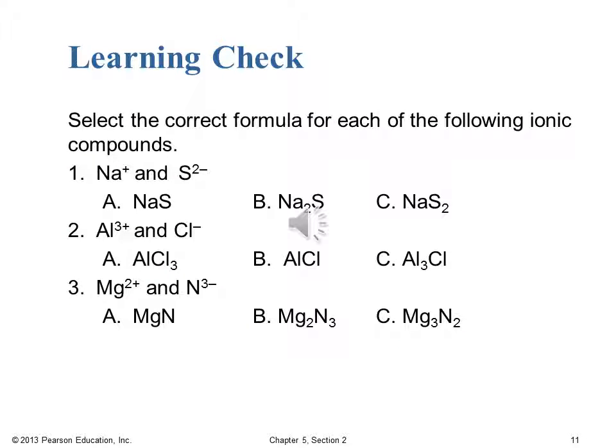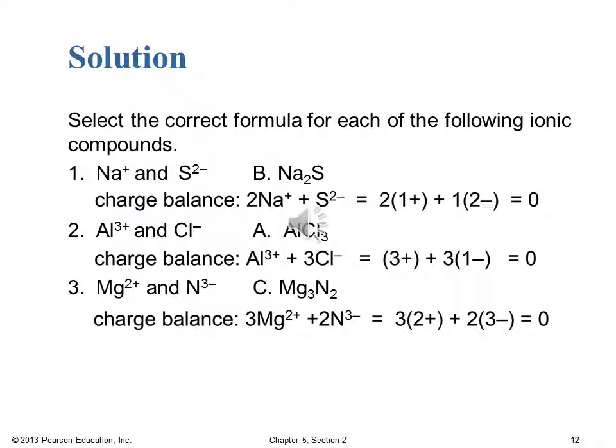Okay, so before we end this subtopic of Chapter 5, let's go ahead and do one last learning check and see how you do with selecting the correct formula for each of the following ionic compounds. So if you make a compound for number 1 based on sodium ion and sulfide ion, what should be its correct formula? For aluminum ion and chloride ion, what would you expect its formula to be? And finally, for magnesium ion and nitride ion, what would you expect the formula to be in that case? So go ahead, pause the video, make your selection, and we'll start back up to see how you did.